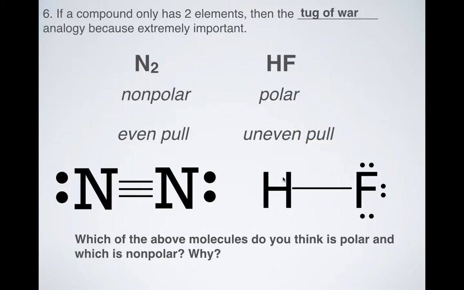This is not true of this. Fluorine is extremely electronegative. Hydrogen, not very electronegative. So when you put them together, all the electrons are going to want to go around the fluorine and not spend a lot of time around the hydrogen, meaning that there's an unevenness to that game of tug of war.